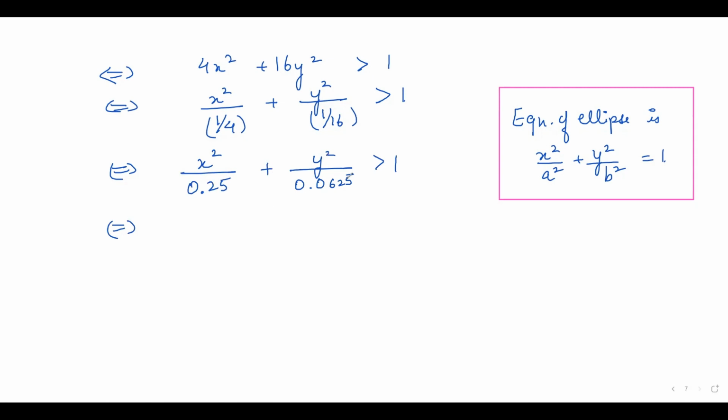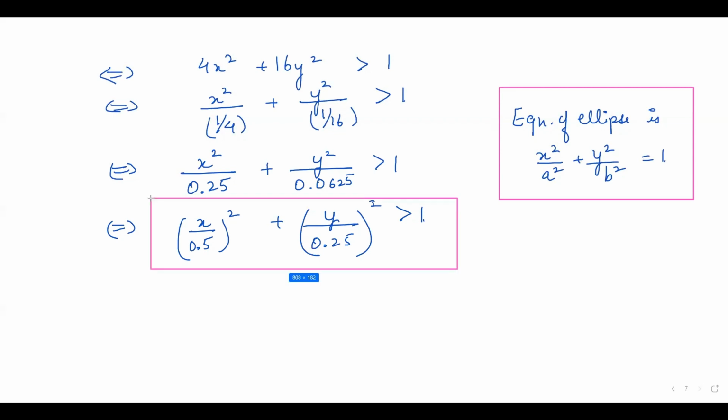Now, if I have to write it in this form, then what would be the a? Because this is the square, 0.25 is the square. So it would be x upon 0.5 whole square, right? And this would be y upon 0.25 whole square, greater than 1. Now, this is my condition.